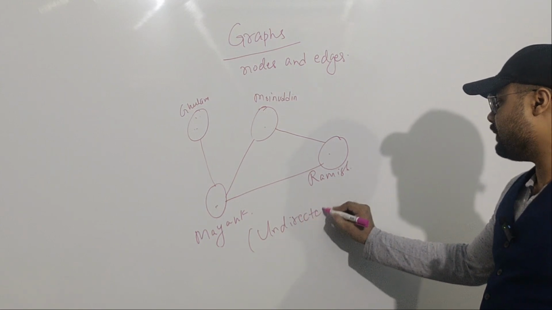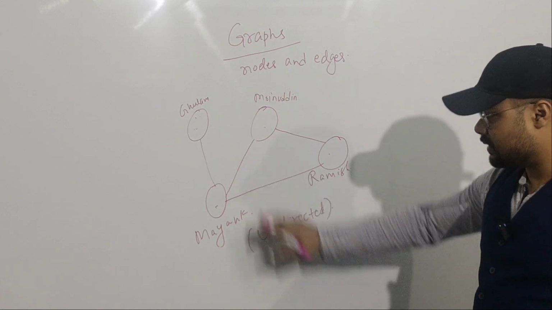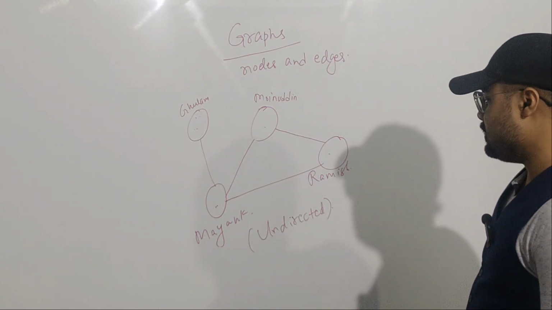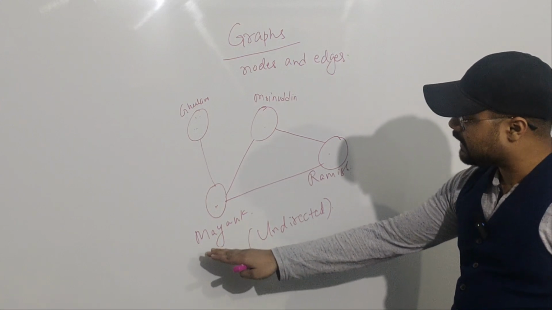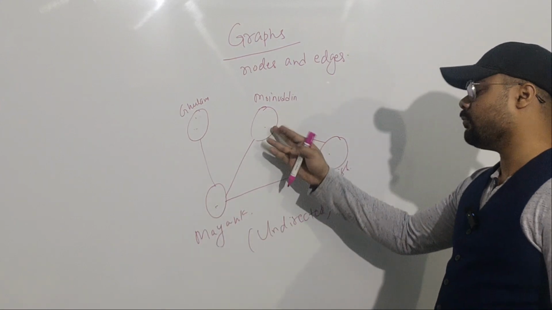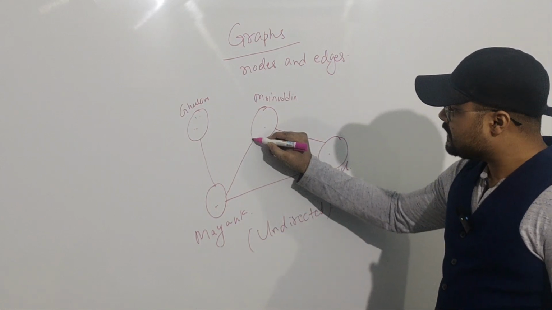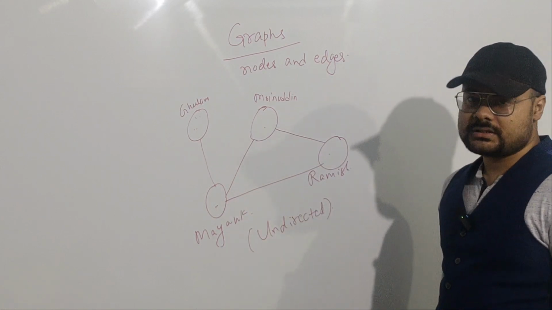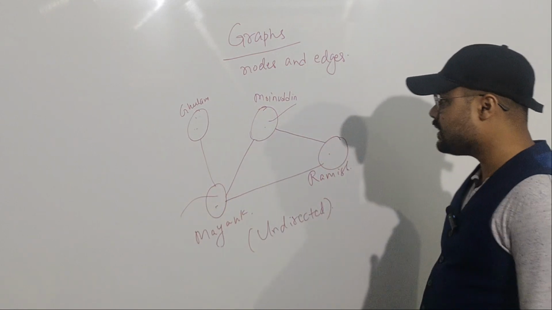Undirected graph means that there is no direction to the edge. It's not like the edge is emanating from Mayank to Moinuddin. No, it does not matter. This edge is just connecting the two vertices, this vertex and this vertex.